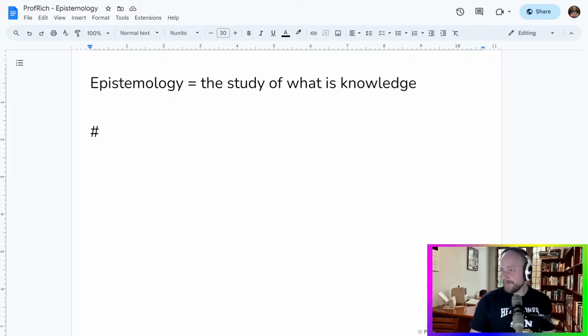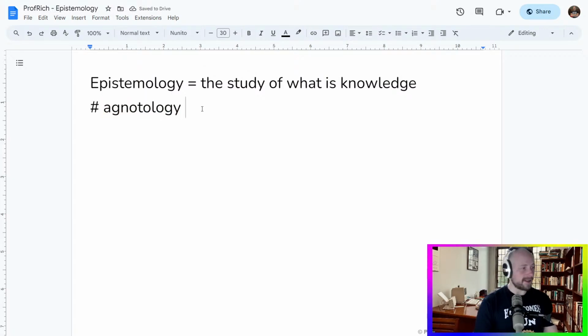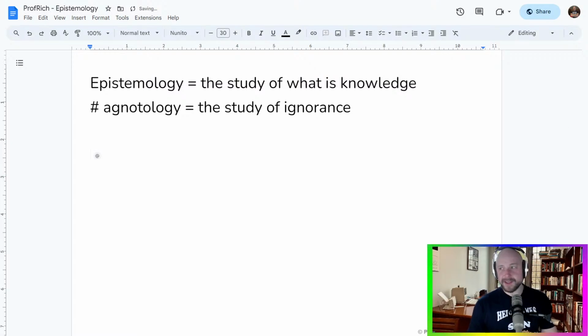Agnotology. Within the sociology of knowledge, agnotology is the study of deliberate ignorance. So that's a possibility for you. I've never heard that word before. We might say it's agnotology. Look, Google Docs says it doesn't even exist as a word. Oh, no, it's because of that. Okay. Agnotology. The study of ignorance, let's just say. That's one possibility.